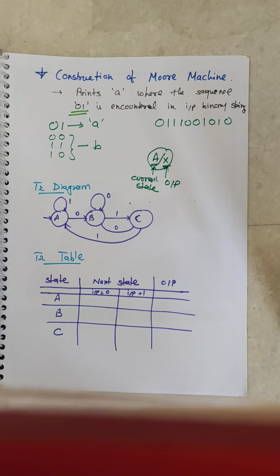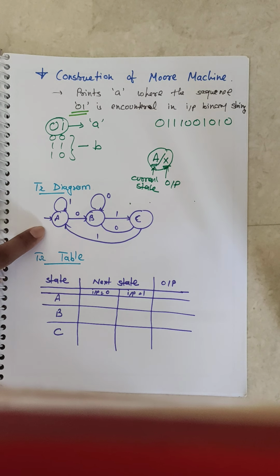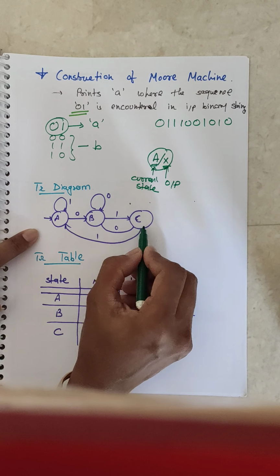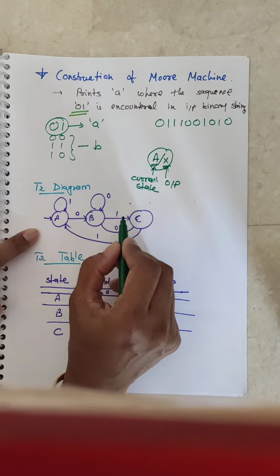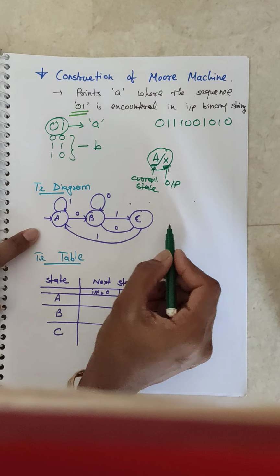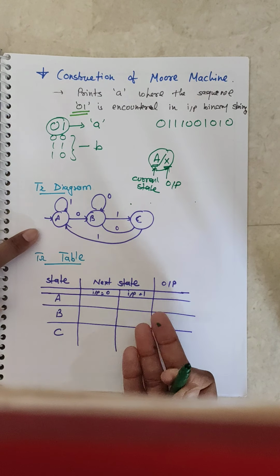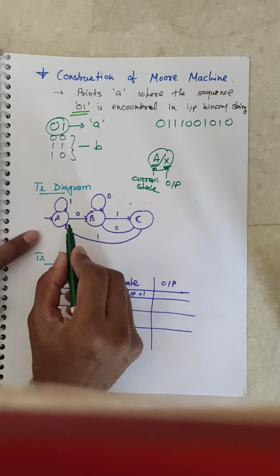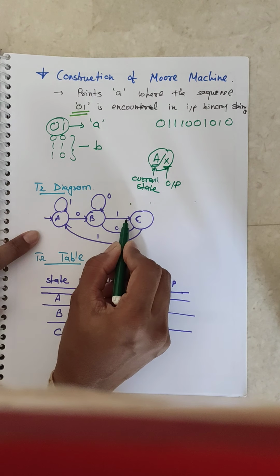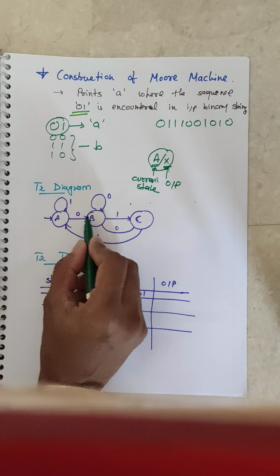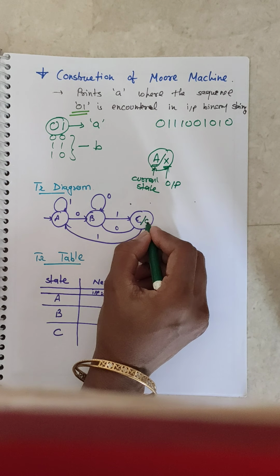As it says, when we encounter 0 1, it gives the output A. The basic construction is the same as the FA. There we considered that after 0 1 it is an accepted state, and an accepted state is represented with a double circle. Here there is no accepted state. So we find how to construct the Moore machine and when we give the output. When we get 0 1, it gives the output, we print A.